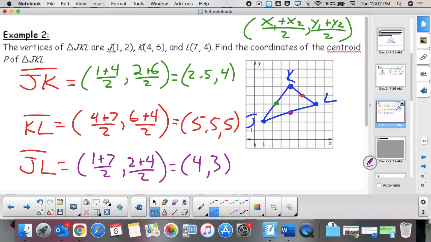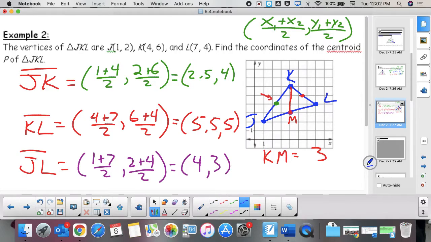I am going to do the one that goes vertically. And the reason I choose this one is it's all whole numbers. Remember, this one here had a fractional piece to it. That was 2.5, comma 4. So to avoid that 2.5 in dealing with decimals, I'm going to deal with whole numbers. So I'll call this point M. My median, KM, is 3 units long.